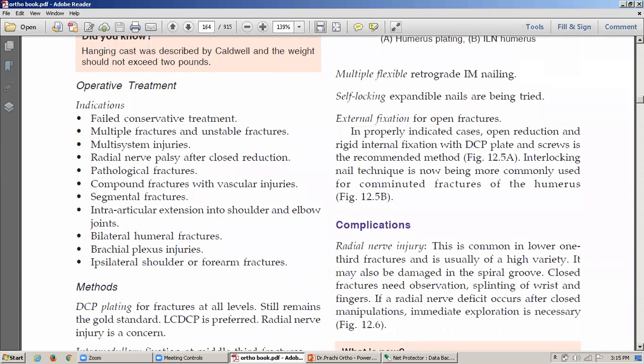Then the operative treatments are many. The indications for operative treatment are when conservative treatment has failed, when there are multiple fractures and unstable fractures, when there are multi-system injuries, then radial nerve palsy after the closed reduction, pathological fractures, then compound fractures with vascular injuries, segmental fractures, intra-articular extension into shoulder and elbow joint, then bilateral humeral fractures, brachial plexus injuries, and ipsilateral shoulder or forearm fractures.